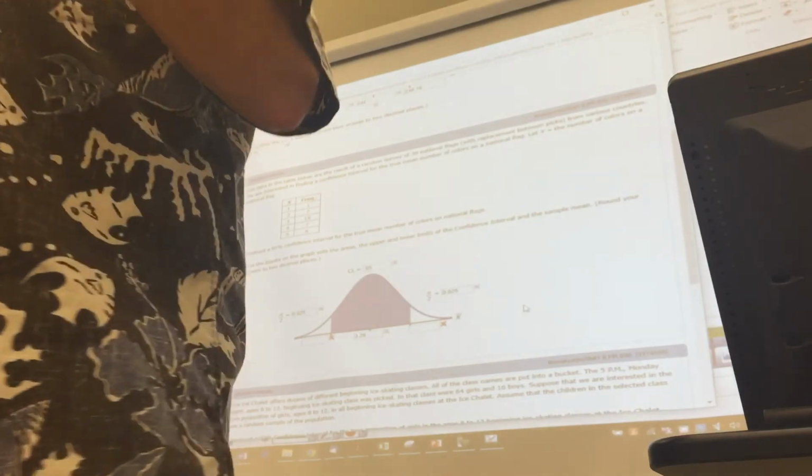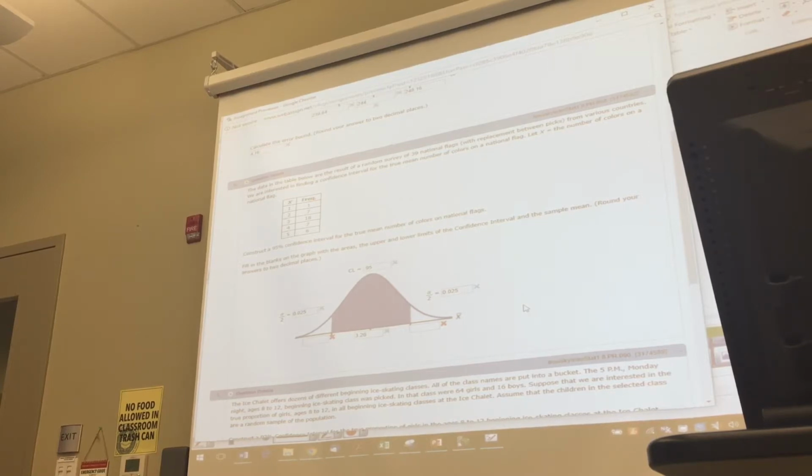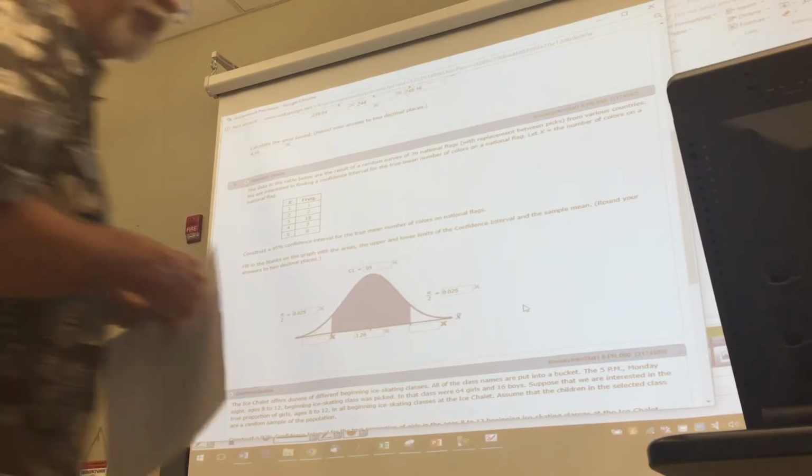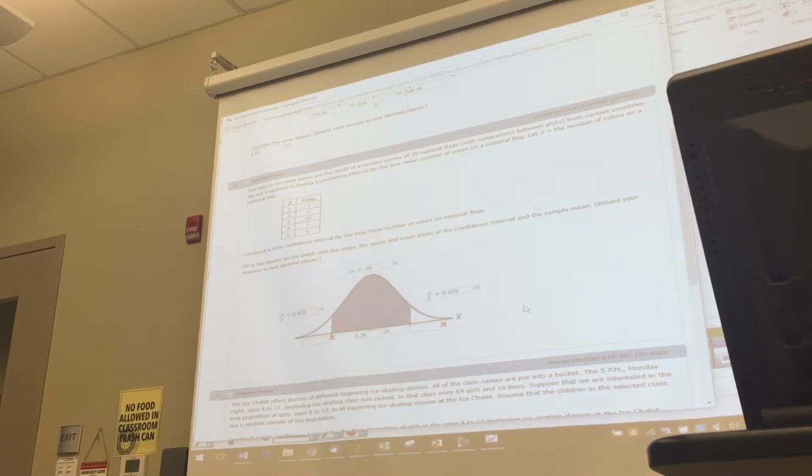If I use my t-table and I go down, do I have degrees of freedom of 39? Wait, no, my n is 39. So my degrees of freedom would be 38. Because remember, the degrees of freedom is equal to n minus 1.